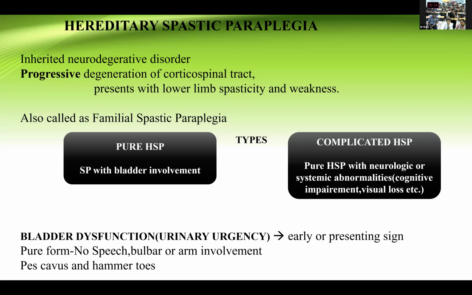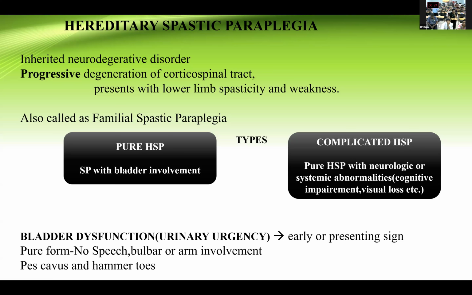So coming to hereditary spastic paraplegia, it is an inherited neurodegenerative disorder with progressive degeneration of the corticospinal tract, presenting with lower limb spasticity and weakness. It is of two types: pure HSP, which is the uncomplicated type, and complicated HSP. In pure HSP, there will be spastic paraplegia with bladder involvement, and in complicated HSP, there will be pure HSP with neurological or systemic abnormalities, that is, cognitive or visual loss can be seen.